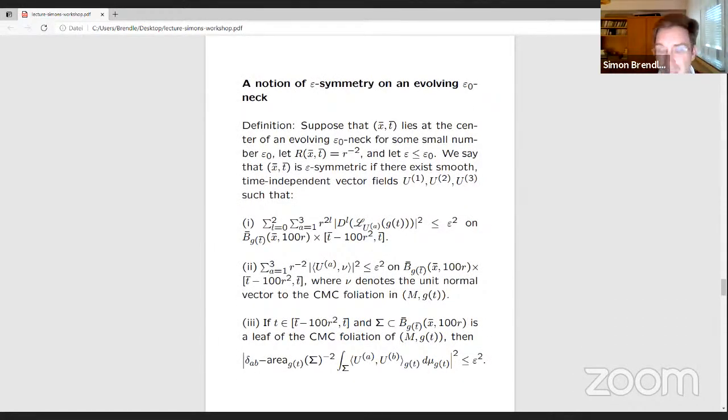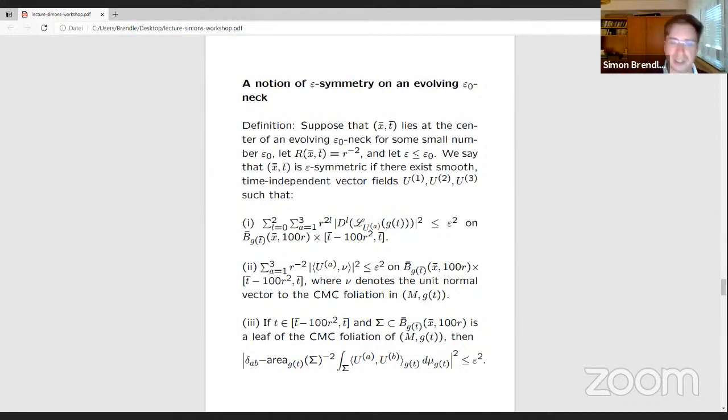Okay, now once you're on such a neck, I want to introduce a notion of epsilon symmetry. So there are these two parameters here, epsilon-0, the neck parameter that tells you how close you are to a cylinder. And then I look at a smaller parameter, epsilon, that tells me how close I am to a rotationally symmetric object.